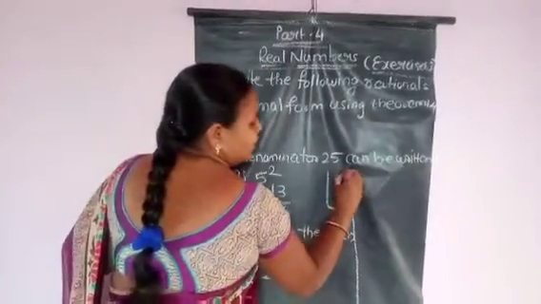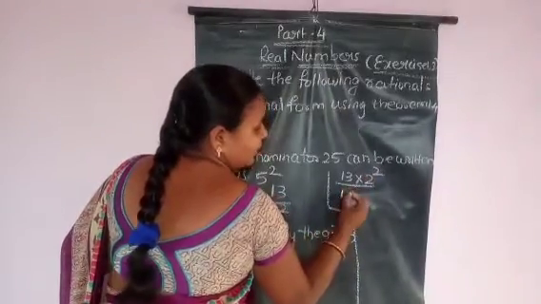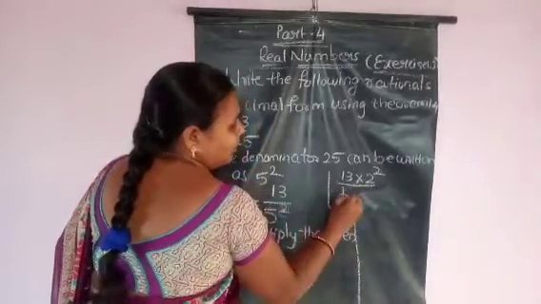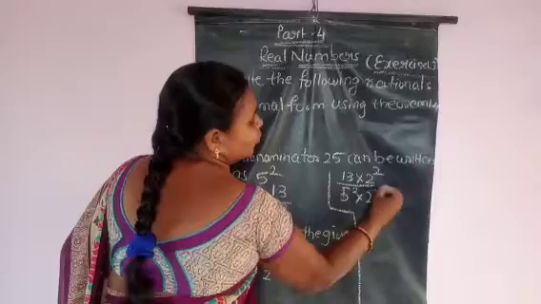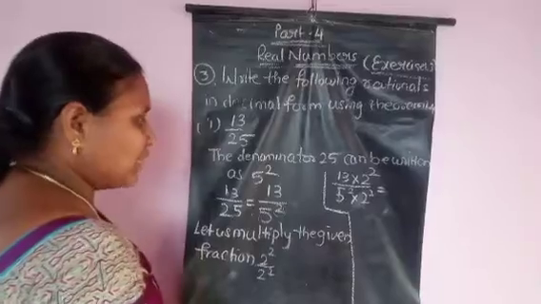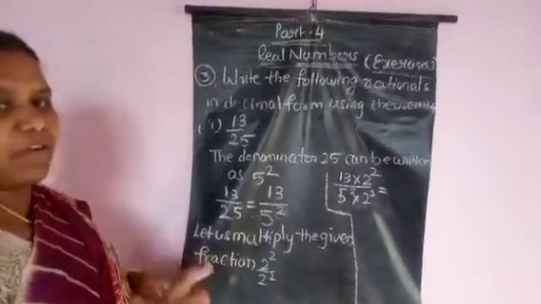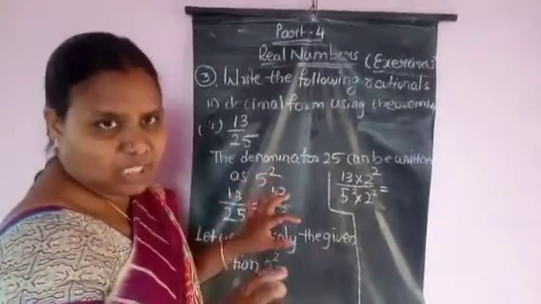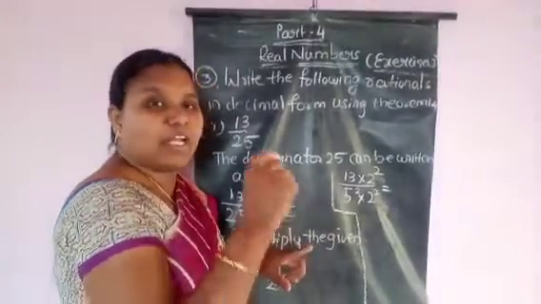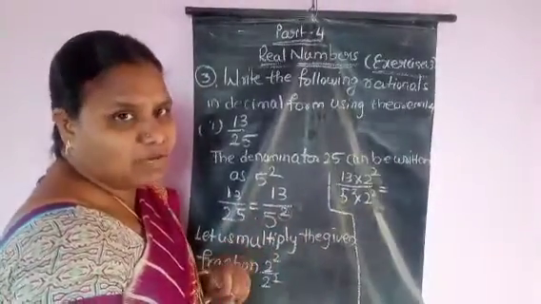So then it is 13 into 2 to the power of 2 over 5 to the power of 2 into 2 to the power of 2. Listen carefully. Here what I am doing is, the denominator is only of the form 5 to the power of something. When it is of the form 2 to the power of n and 5 to the power of m, we can convert it into decimal form.